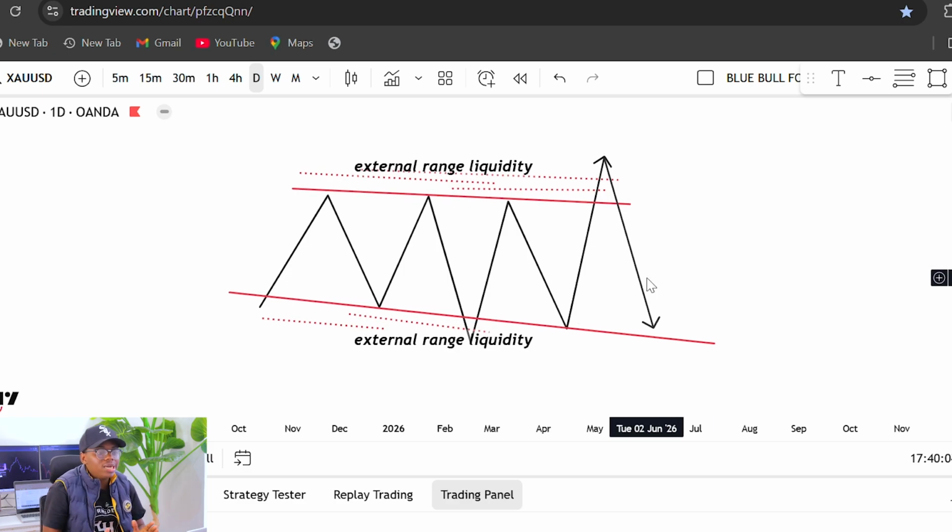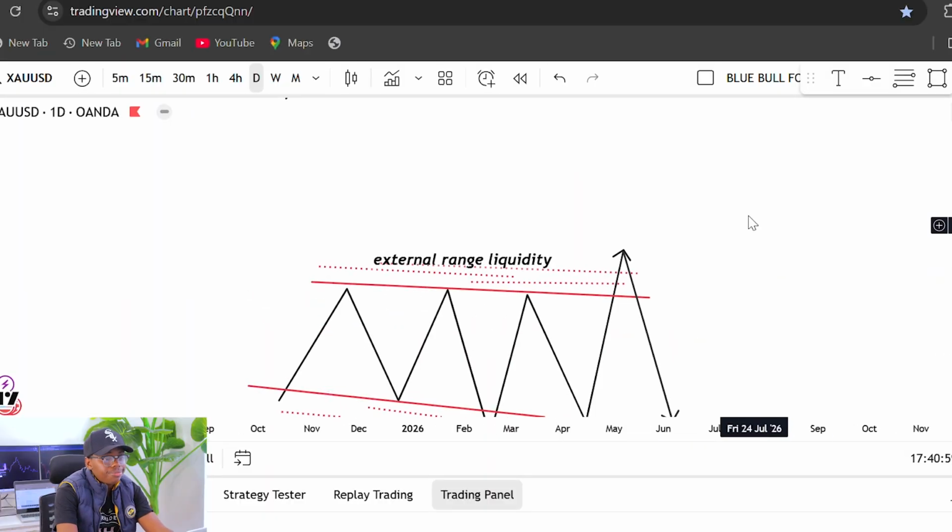All right, so basically external range liquidity is the liquidity that lies above or below a series of either equal highs or equal lows, or a series of what we call the old highs and the old lows, as the 7 institutional reference points were defined by the ICT. Now, internal range liquidity is the exact opposite of this. Most of the time we'll find internal range liquidity in a market which is in a clearly defined trend, and mostly internal range liquidity comes either as a result of or in the form of 1, a liquidity void, 2, a fair value gap, or an order block.